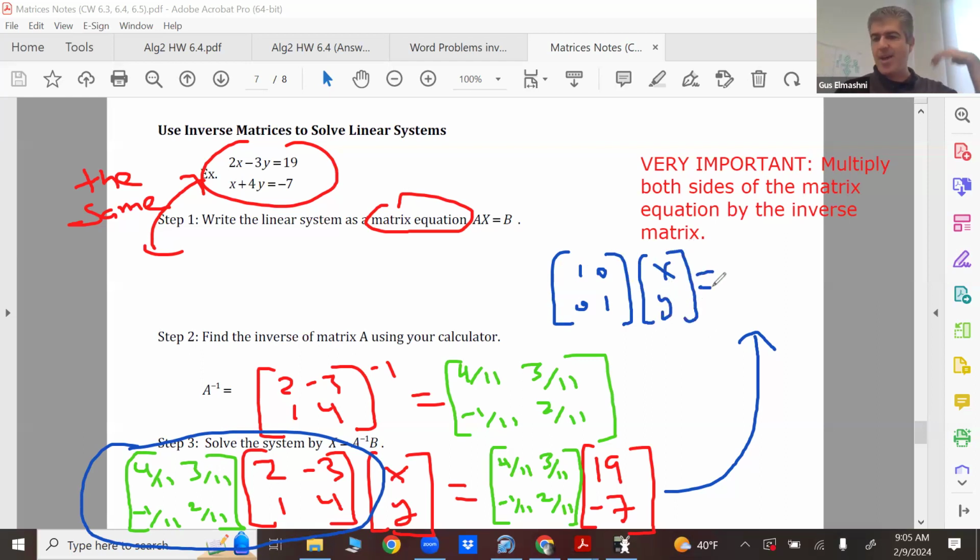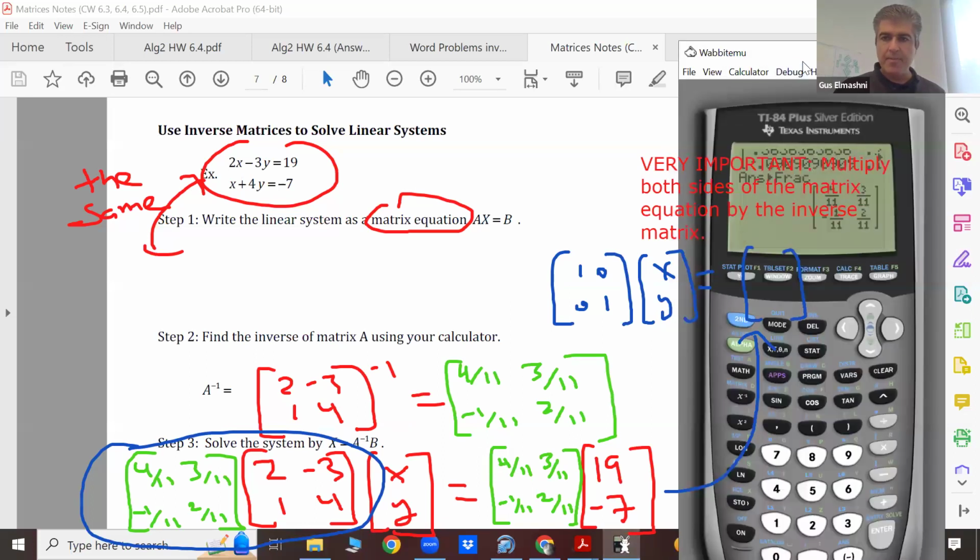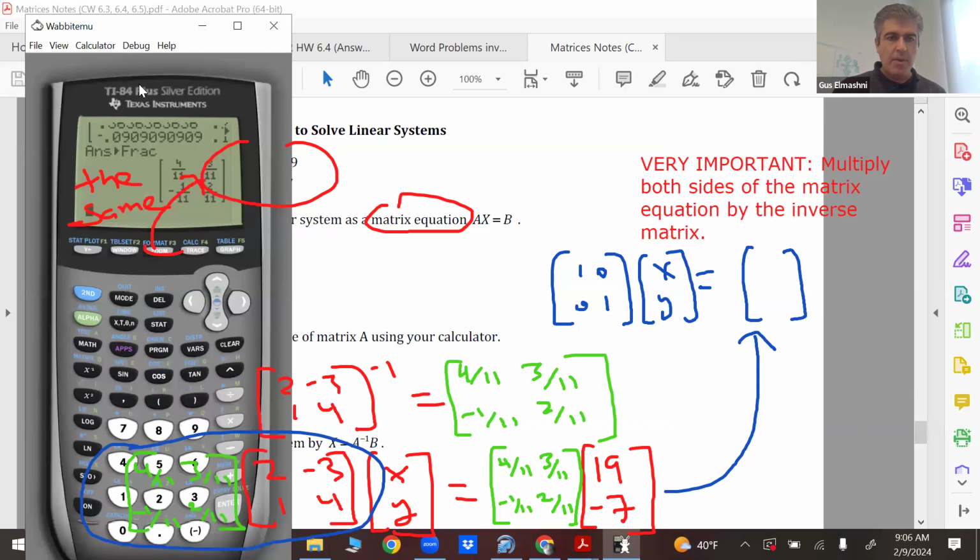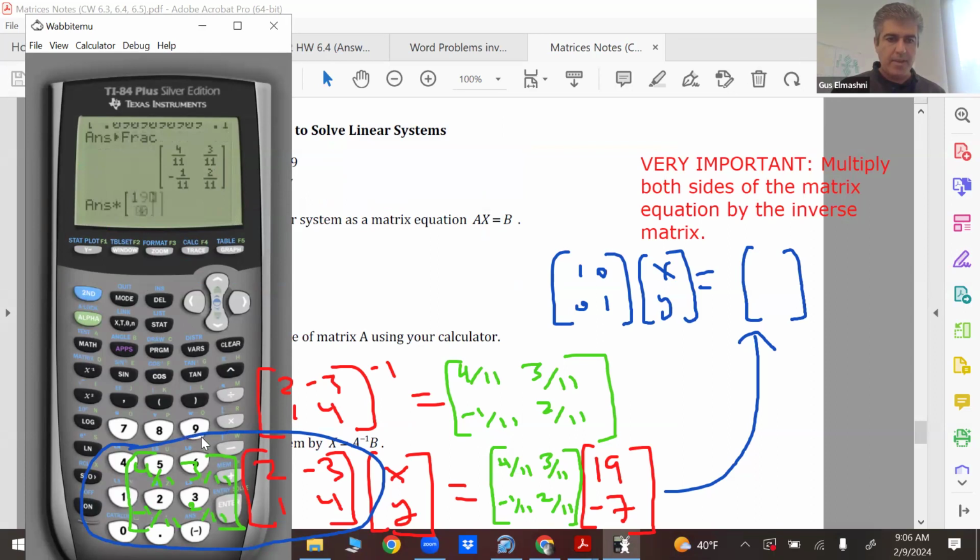And the other side, I just have to work it out. I'll use my calculator here. I'm going to multiply that inverse matrix by 19, negative 7, a 2 by 1. You get 5, negative 3.